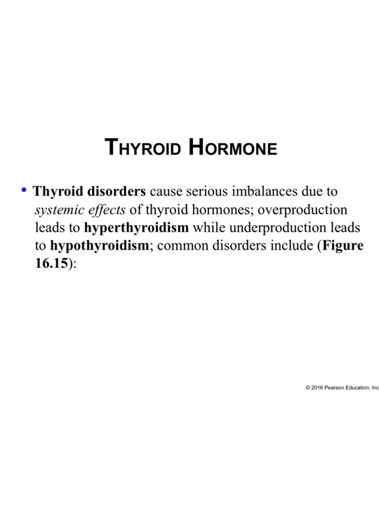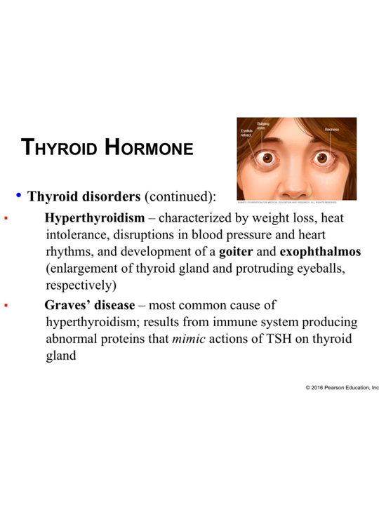Okay, thyroid disorders are when you have an imbalance due to systemic effects of thyroid hormones. Why it's systemic is because thyroid hormone basically triggers almost every cell of the body. So again, as I said in class, hyper is too much. So hyperthyroidism, you're going to have too much thyroid hormone being produced. Hypo is going to be too little.